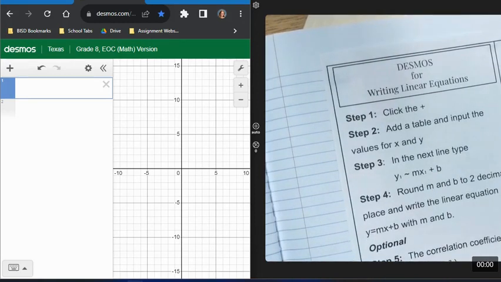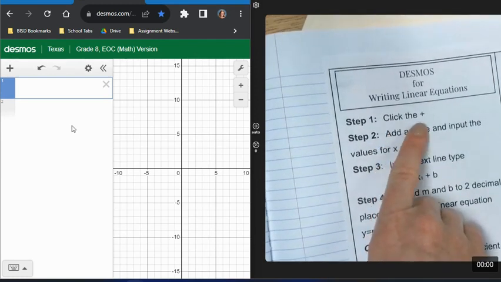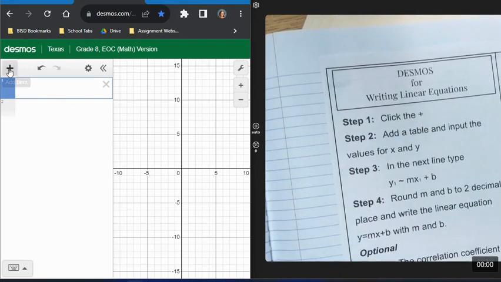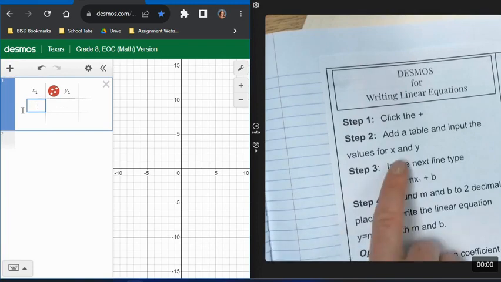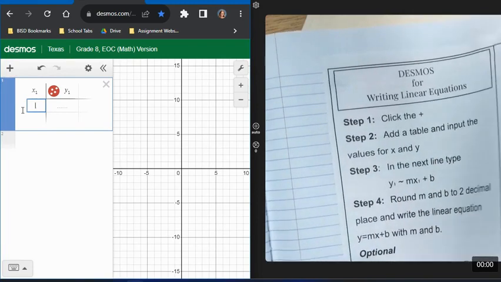You should be doing the exact same thing at the exact same time as me, so that you can get your questions answered if you're not sure how to do this. Step 1 says click the plus. So everybody on Desmos, click the plus, and that means you're going to add an item. Step 2 says add a table. Okay, so here's our table. And then you're going to input the values for X and Y.